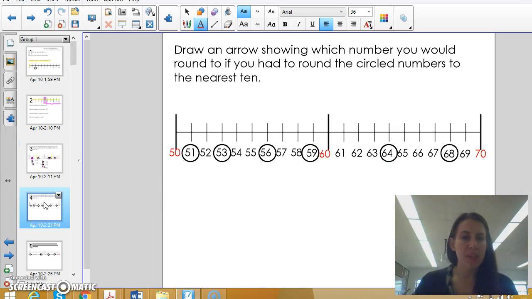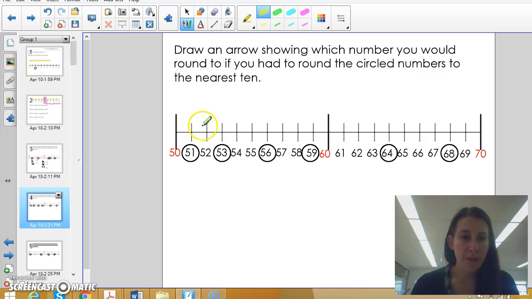Let's look at this one. It says, draw an arrow showing which number you would round to if you had to round the circled numbers to the nearest 10. Okay, let's draw some arrows here. So we'll get our highlighter out. 51 is closer definitely to 50. It would round to 50. 53, getting closer to the middle, still closer to 50. 56, past the middle, closer to 60. 59 would round to 60.